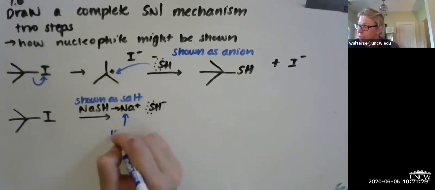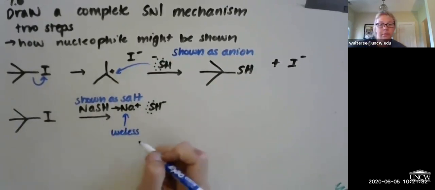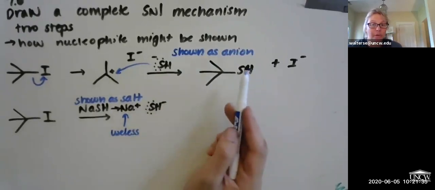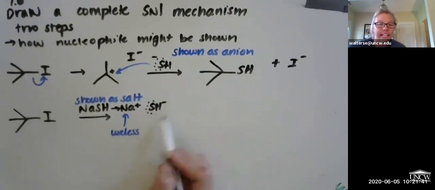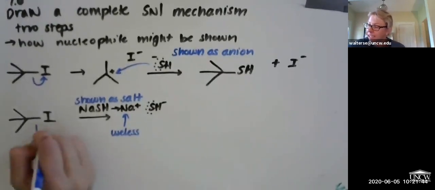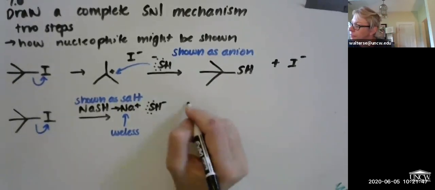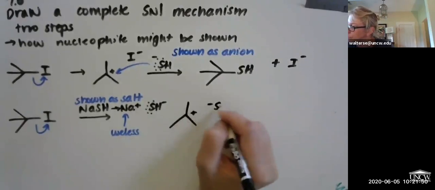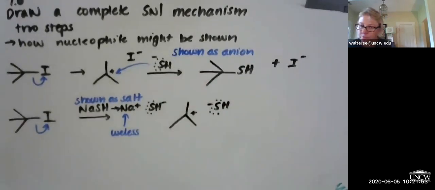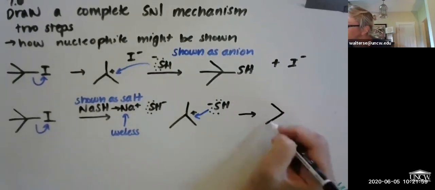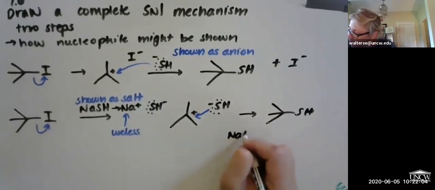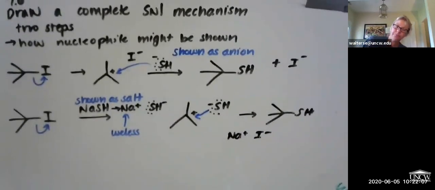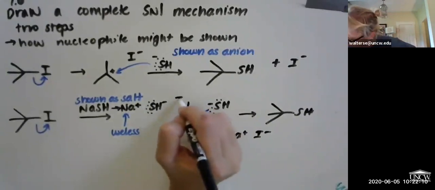The cation is useless, which is why up here I didn't even bother to show it. But if you see it written as a salt, break the salt into ions and use the anion only. And you'll get your product. And then you would have your trash, iodide, and sodium. This should be iodide here somewhere.